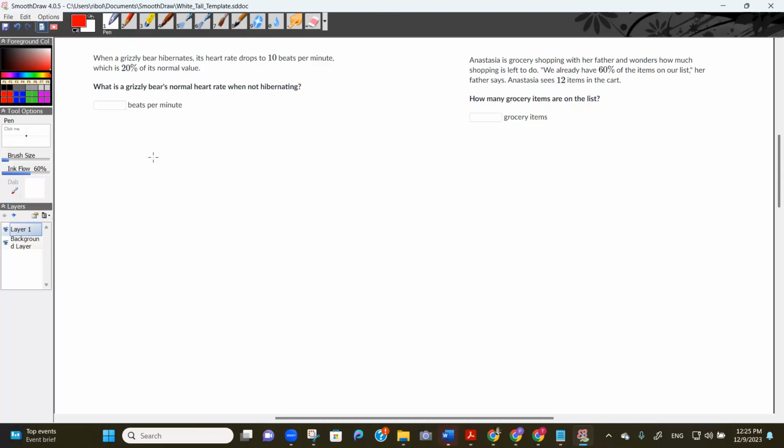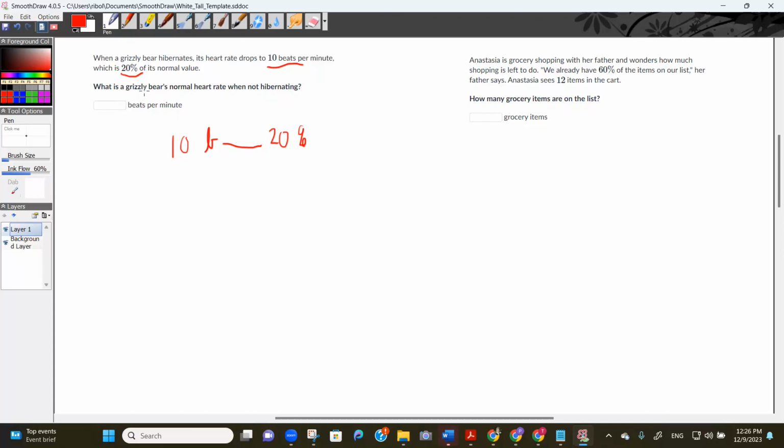The important thing here is to understand that the spreadsheet is not going to help you with this. It may just help with the problem we had before. So we look at the information and we can see the heart rate is 10 beats per minute, and that represents 20% of normal. Using the rule of three, we have that 10 beats represents 20%.